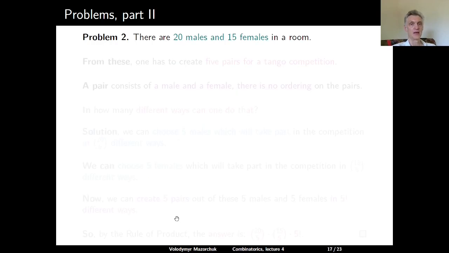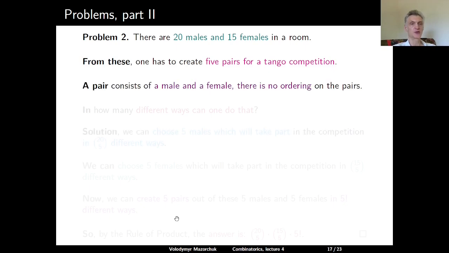Problem 2. There are 20 males and 15 females in a room. From these, one has to create 5 pairs for a tango competition. A pair should consist of 1 male and 1 female, and there is no ordering on the pairs. They are not ordered inside or between each other. In how many different ways can one do this?